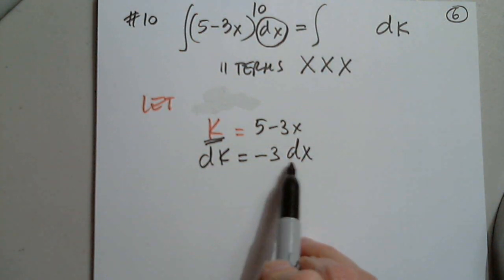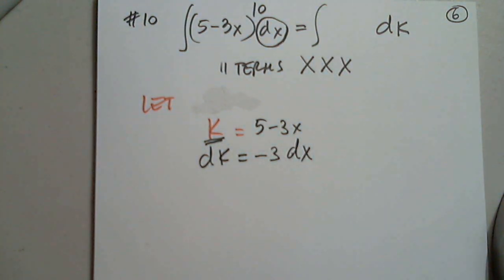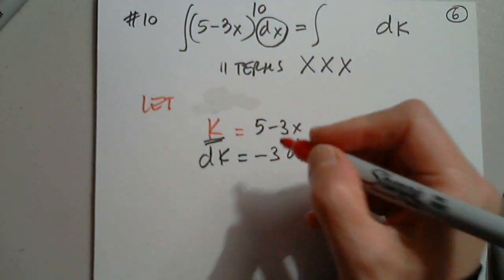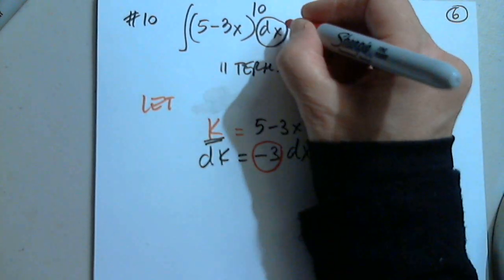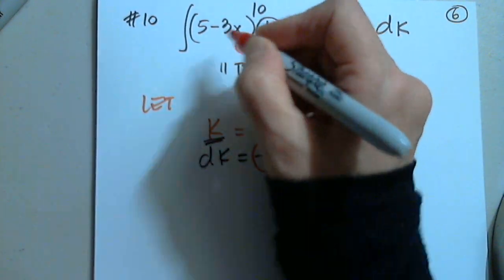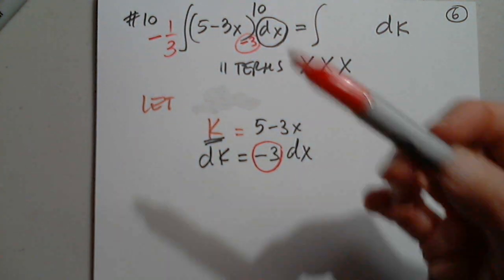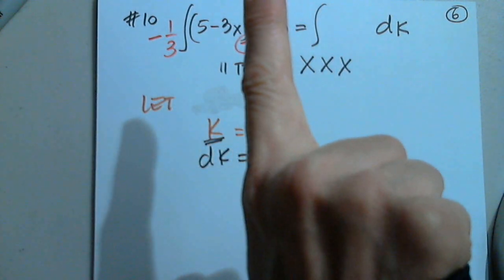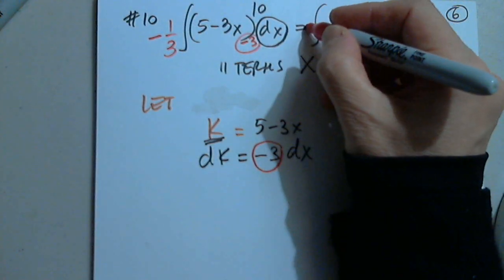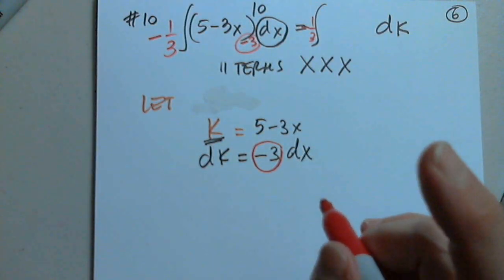So now, I have negative 3 dx, but I only have dx here. Here's what I'm going to do. Just because this is just a little adjustment, a little factor, I will multiply here by negative 3, but I have to divide by negative 3. So negative 1/3 times negative 3 is 1. I didn't change the problem. But now I have a negative 1/3 in front. I will write it one more time.